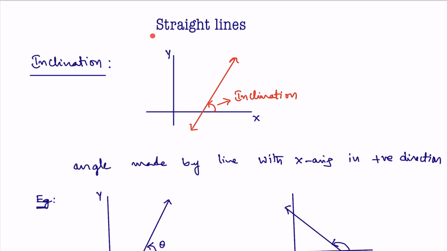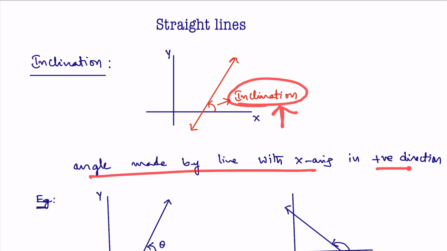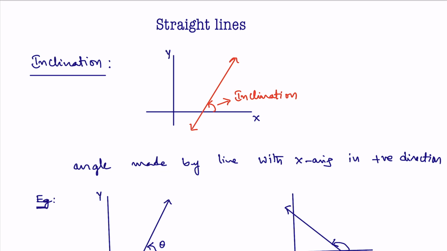Clear? Straight lines. What is inclination? Inclination is in the straight lines chapter. Quick revision of last class. What is inclination? Inclination is the angle made by a line with x-axis in positive direction. Here you need to know one point.